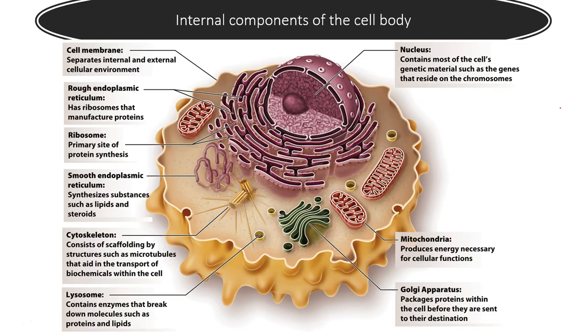The cell body contains all of the internal components of a neuron, and you might notice, if you've taken biology at some point, that many of the cell body structures of a neuron are similar to those found in many other cell bodies. There's the nucleus, which we've discussed, that contains all of the cell's genetic material, such as the chromosomes.